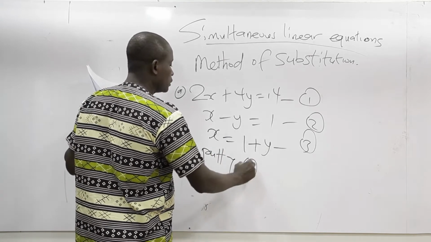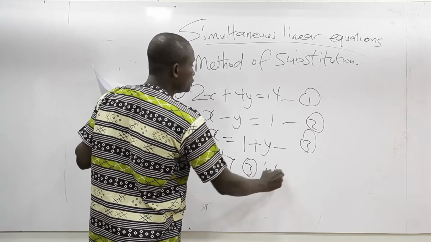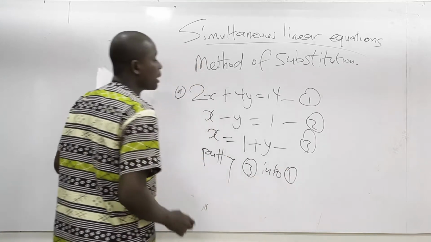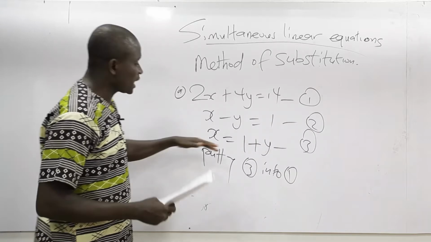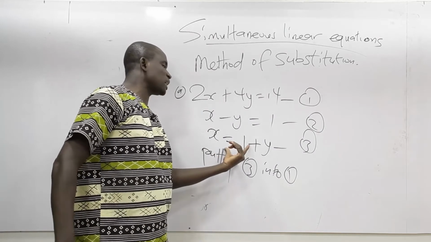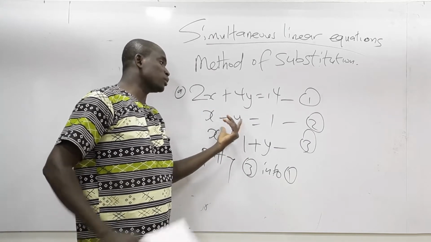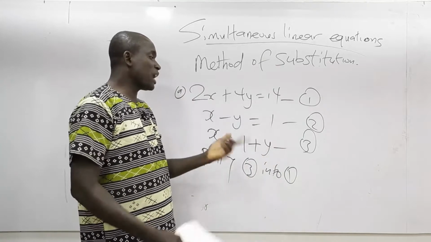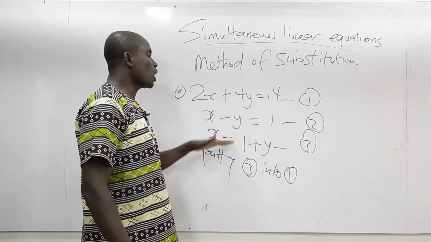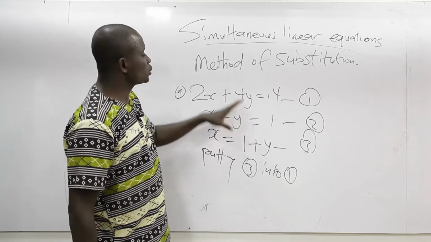So we say that putting 3 into 1, I'm repeating, why are we putting 3 into 1? Because equation 3 was formed from equation 2. It is equation 2 that has been rearranged to get equation 3. So you don't put it inside there, you rather put it into equation 1.